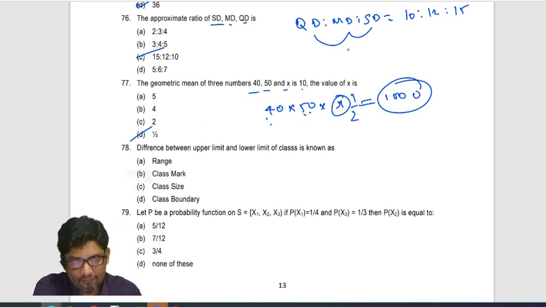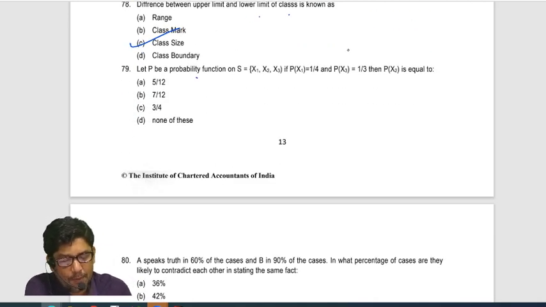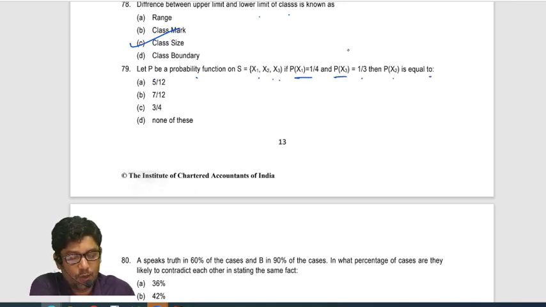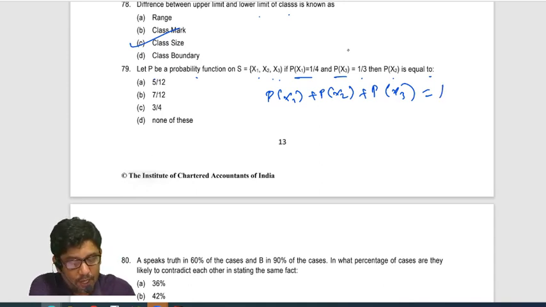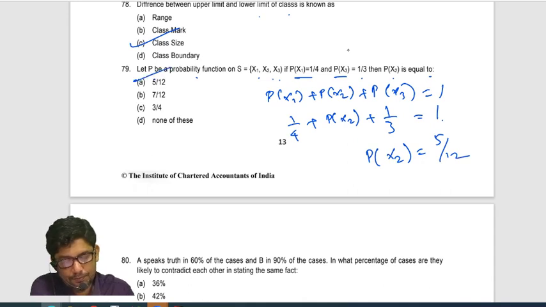Now, difference between upper limit and lower limit of a class is known as what? Class size. Now, let the probability function x1, x2, x3, p of x1 is given, p of x3 is given, p of x2 is equal to, remember, p of x1 plus p of x2 plus p of x3 is always equal to 1. Okay, because it's a probability function. So, what exactly will come? 1 by 4 plus p of x2 plus 1 by 3 is equal to 1. So, 7 by 12, 1 minus 7 by 12, 5 by 12 I am getting.